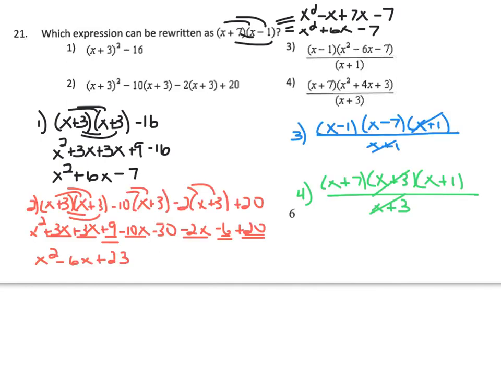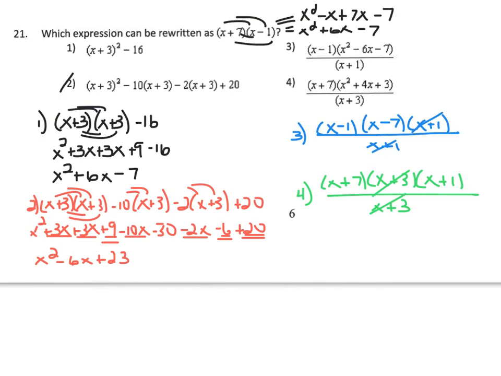Okay, so choice 2, what I did was, there's another way to do this. I think this is actually the easier way. If you take x plus 3 and write it out twice because it's squared, and double distribute that, and then distribute the negative 10 and the negative 2, and just combine all your like terms, it leaves you with x squared minus 6x plus 23, which is not equal to the original expression. So choice 2 is not the answer.